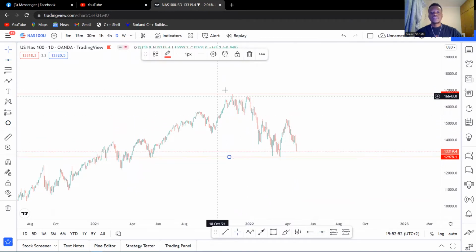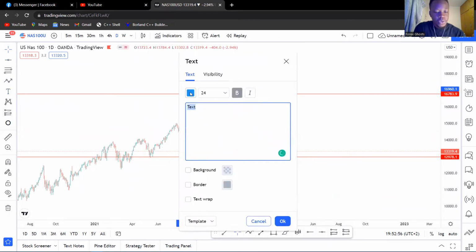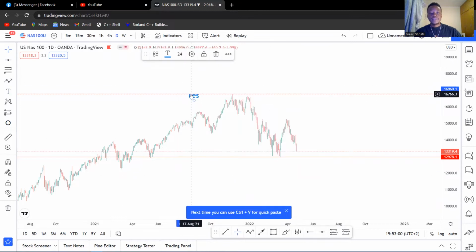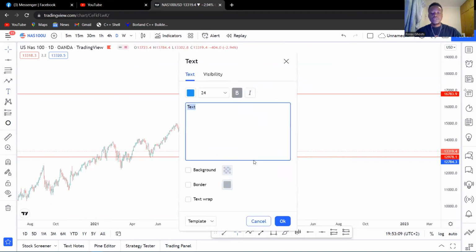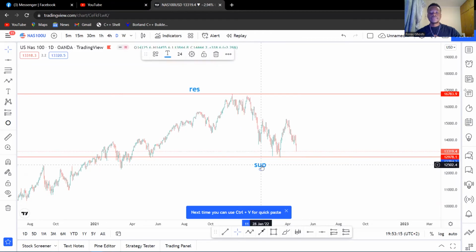This is basically your, let's just go and mark. This is basically your resistance. So let's just type rest. And then this is the resistance that we currently have in the market. So if it decides to break this resistance, we're going to come back for a retest. And then let's take another text tool. And then this is basically your sub, meaning your support. So you're going to have something like this.